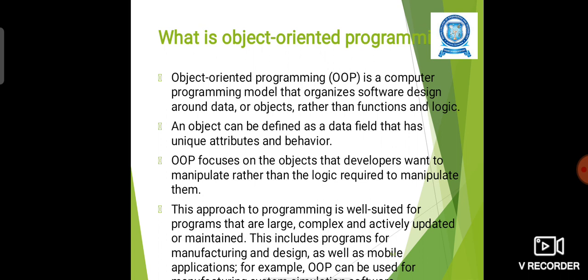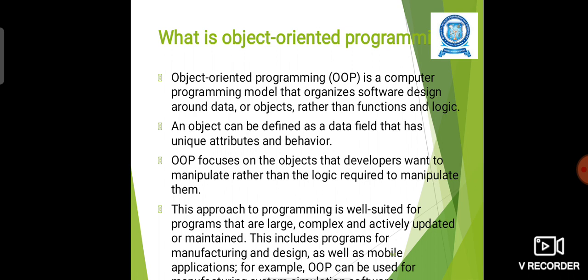Object Oriented Programming. Object Oriented Programming is a computer programming model that organizes software design around data, objects rather than functions and logic. An object can be defined as a data field that has unique attributes and behavior. OOPS focuses on the objects that developers want to manipulate rather than the logic required to manipulate them. This approach to programming is well suited for programs that are large, complex, and actively updated or maintained.